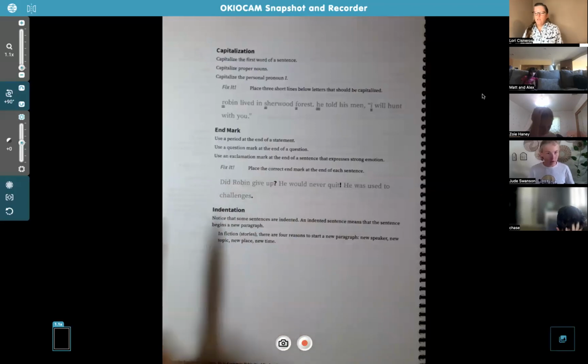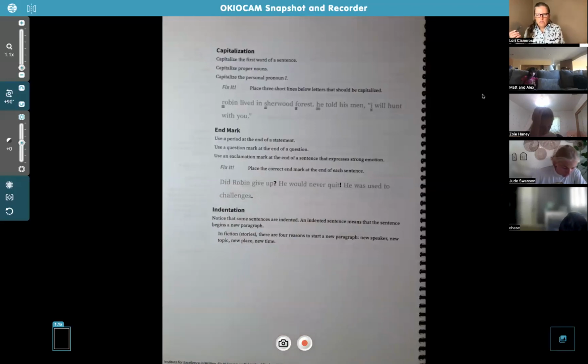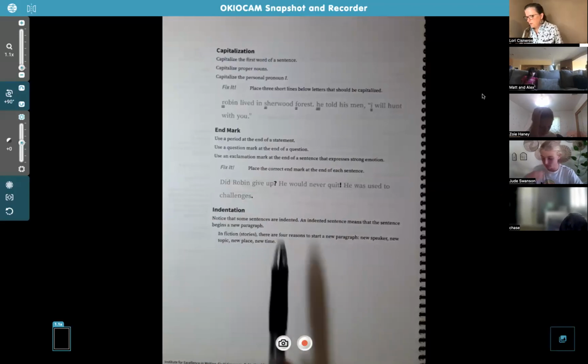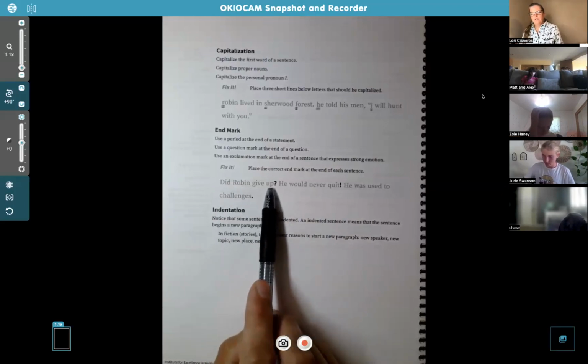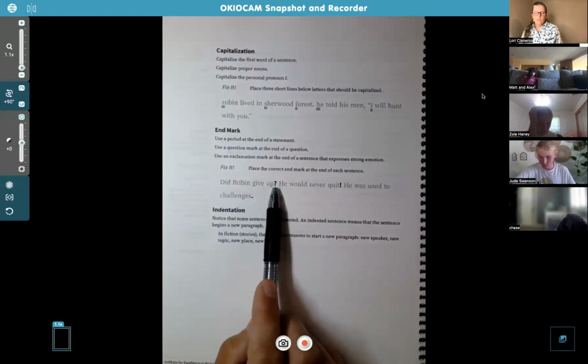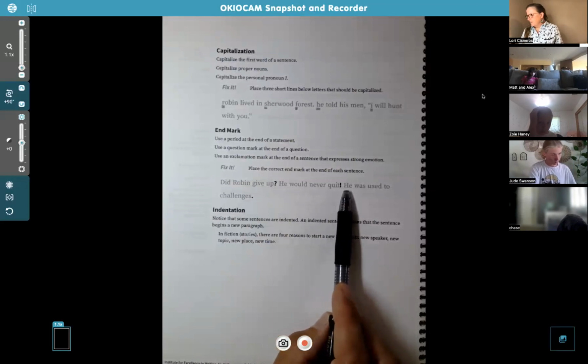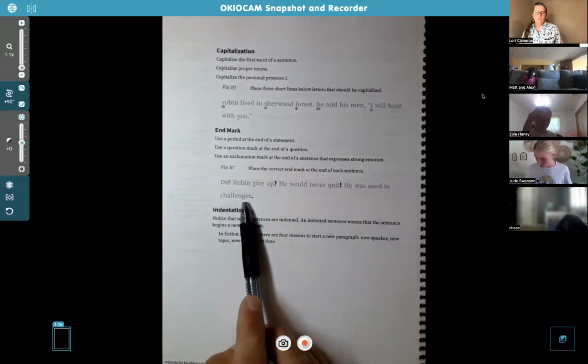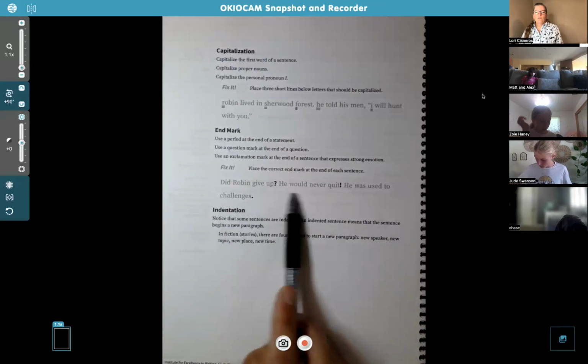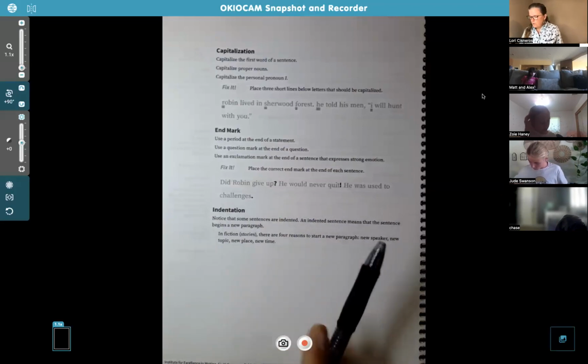End marks usually are periods most of the time. Sometimes we have a question mark or an exclamation mark. You guys know about that. Did Robin give up? That's a question. So it needs a question mark. He would never quit, exclamation point. He was used to challenges, period. So those are 3 examples of the 3 different end marks you can use.